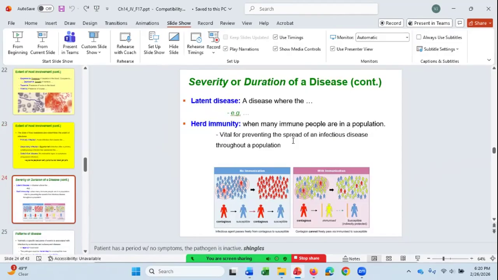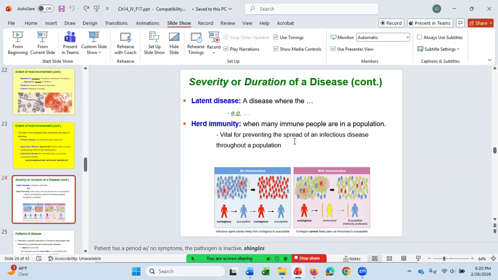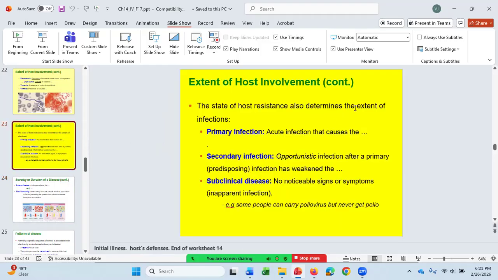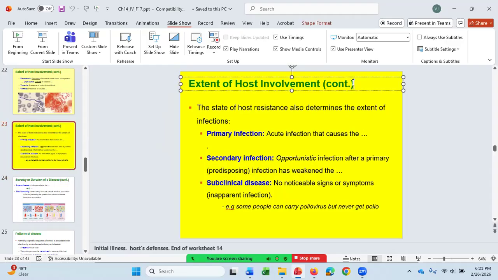In talking about the severity or the duration of disease, it's important to realize that the disease could be a latent disease, and then there's herd immunity. I think I'm going to stop here and say that I will continue here next time. Any questions about any of that?